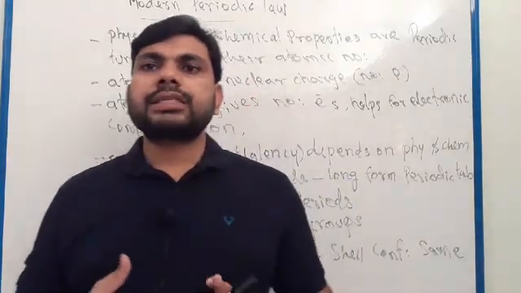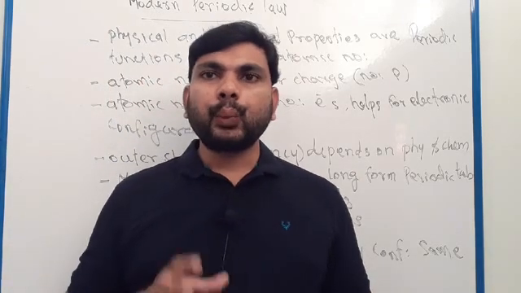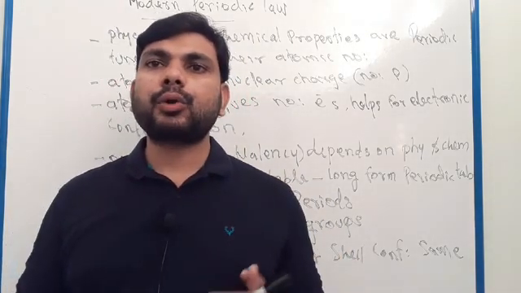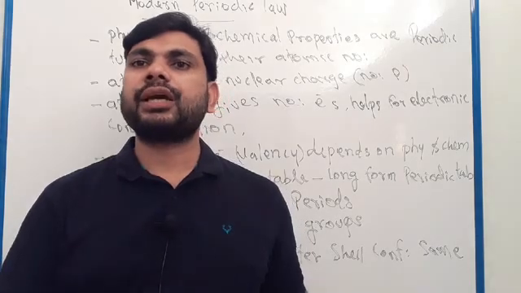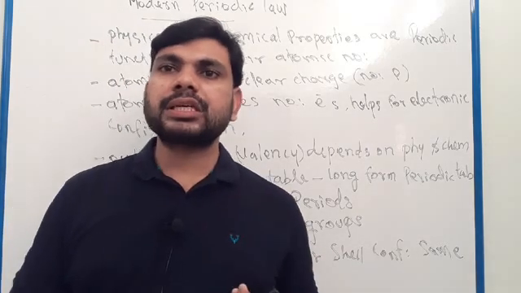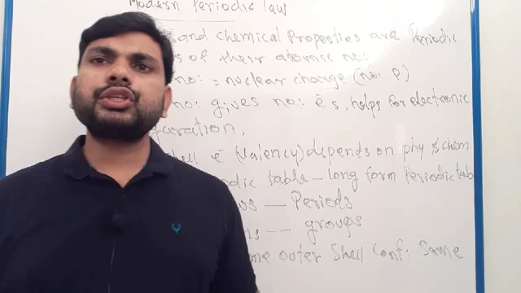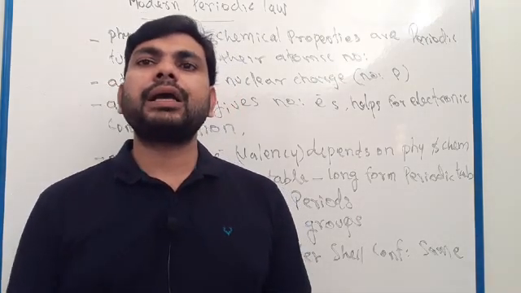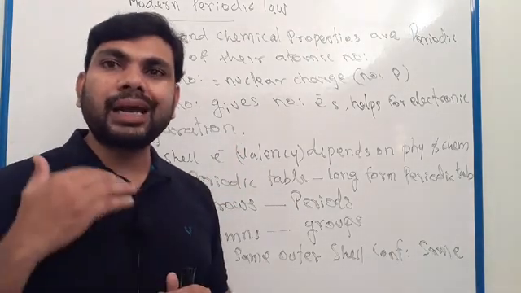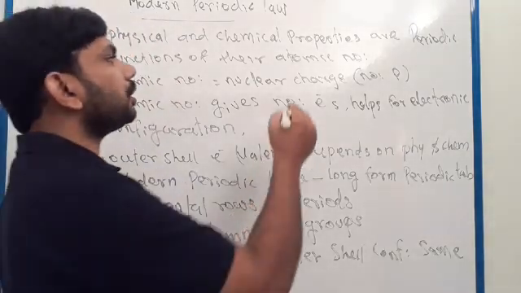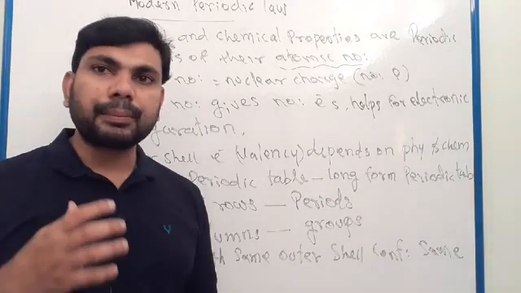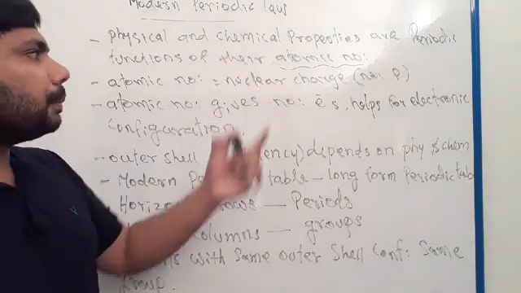Okay, next we have to discuss the modern periodic law. We discussed Mendeleev's periodic law: physical and chemical properties of elements are periodic functions of their atomic weight. Next is the modern periodic law. According to the modern periodic law, physical and chemical properties of elements are periodic functions of their atomic number. Here is the difference: atomic number. This is the modern periodic law.